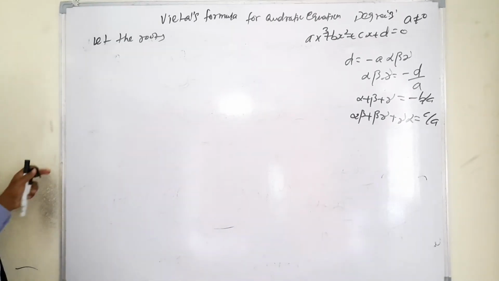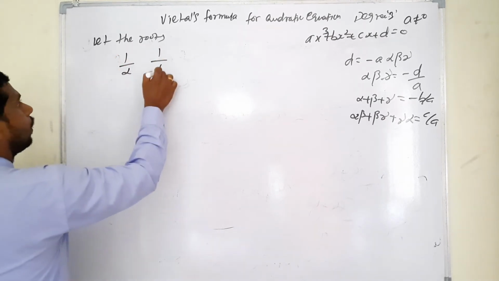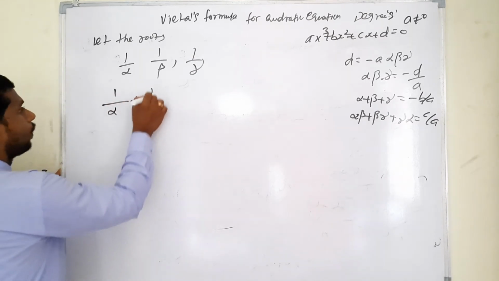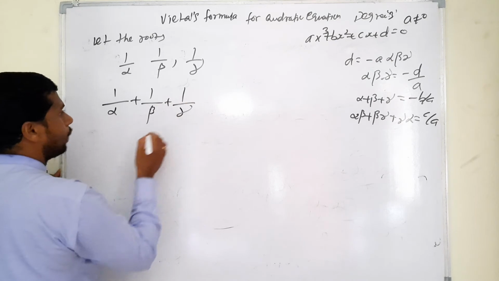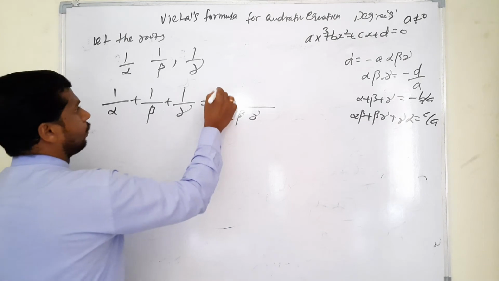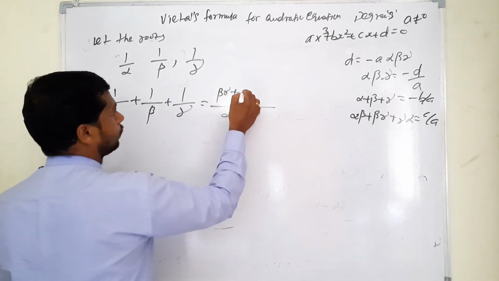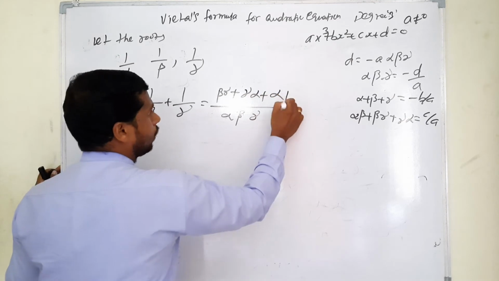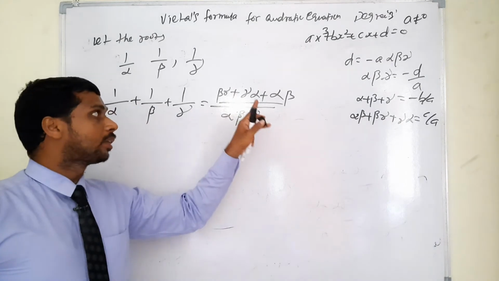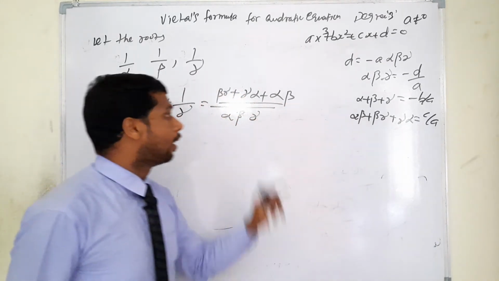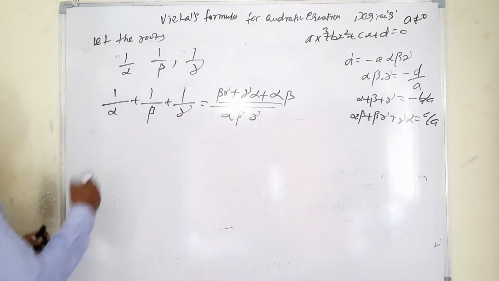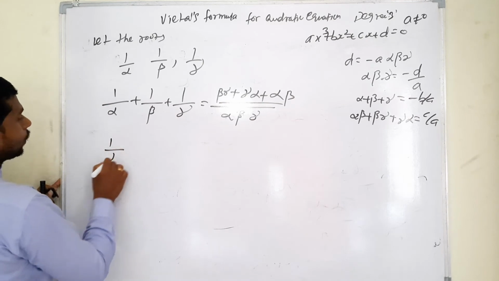Next, let the roots be 1/α, 1/β, 1/γ. First is the sum of the roots: 1/α plus 1/β plus 1/γ is equal to, with common denominator αβγ, the numerator βγ, then γα, then αβ. Instead of the numerator we can apply the sum of product of the roots taken two at a time, the formula c/a. The denominator is the constant αβγ, which is equal to minus d/a.